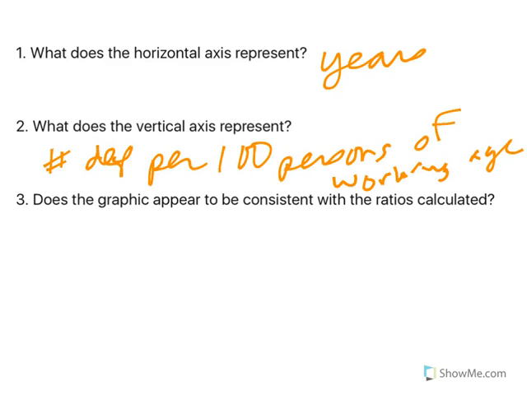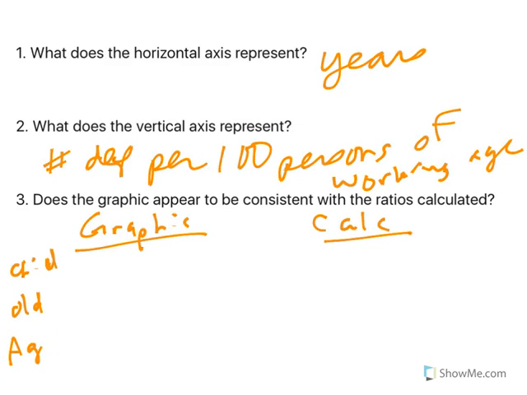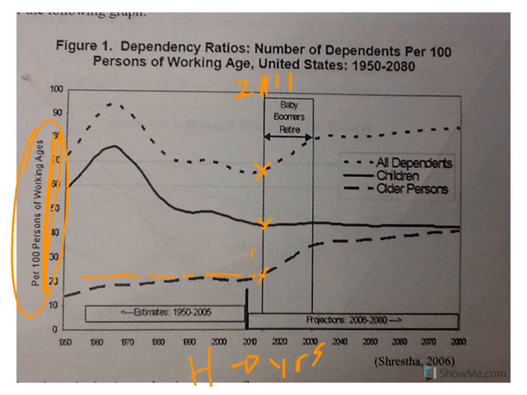Okay, now, does the graphic appear to be consistent with the ratios calculated? Okay, so let's first pull off the graphic, and then we'll use the ones that we calculated. So we're looking at child, old, and age. So, child, that's the solid line that's here. Well, I got a mess. So the child appears, if I go this way, I don't know, I'm going to call it 42. This one is old people. We already said that's around 20. And then age, I don't know, it looks to be maybe 68.